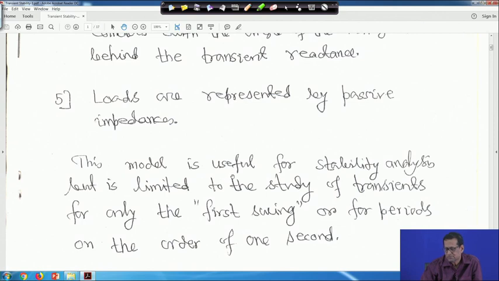This model is useful for stability analysis, but is limited to the study of transients for only the first swing or for periods on the order of 1 second, right, maximum.